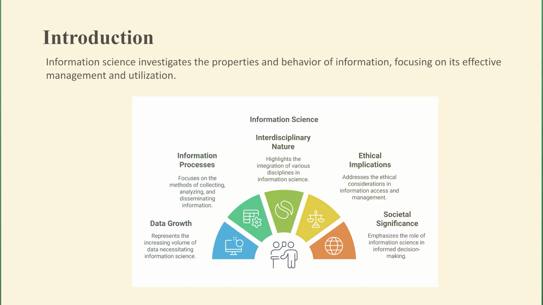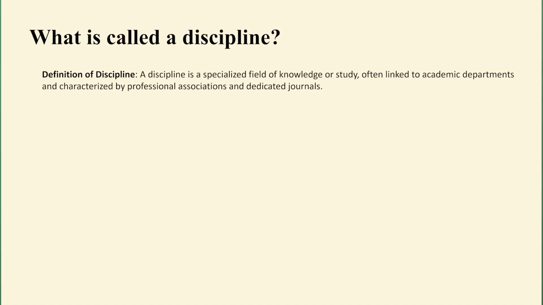Now we go to the definition part. What is called discipline? So, a discipline is generally understood as a specialized field of knowledge or study. It is often associated with academic departments within universities and is characterized by having professional associations and dedicated journals. The term can also refer to a system of rules or conduct emphasizing self-control and orderly behavior.